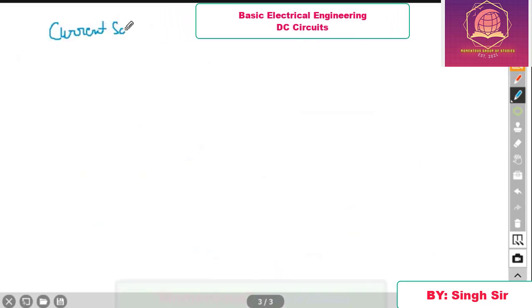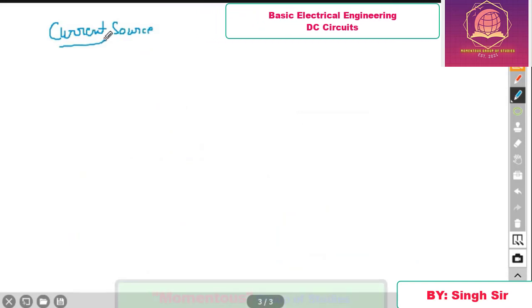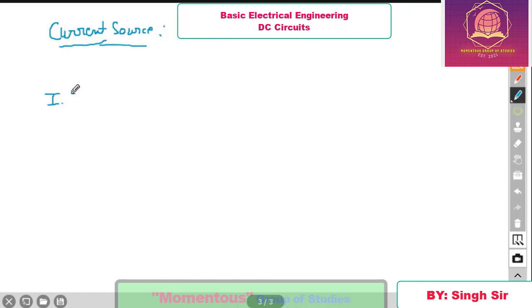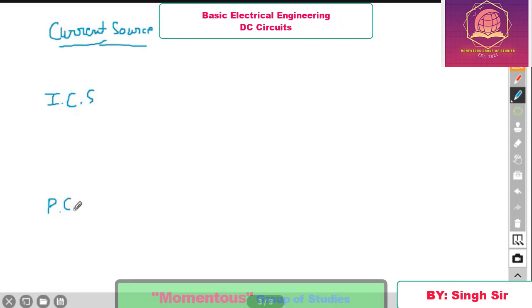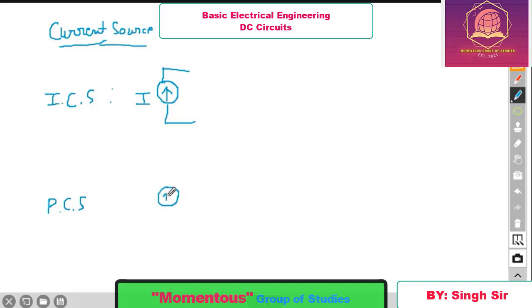Current source. Again we'll have two things. One will be your ideal current source, and one will be the practical current source. In your ideal current source, the symbol of current source is this one. We denote the current source like this, having value I. So the ideal current source is denoted like this, and the practical current source is denoted with a similar current source and an internal resistance.